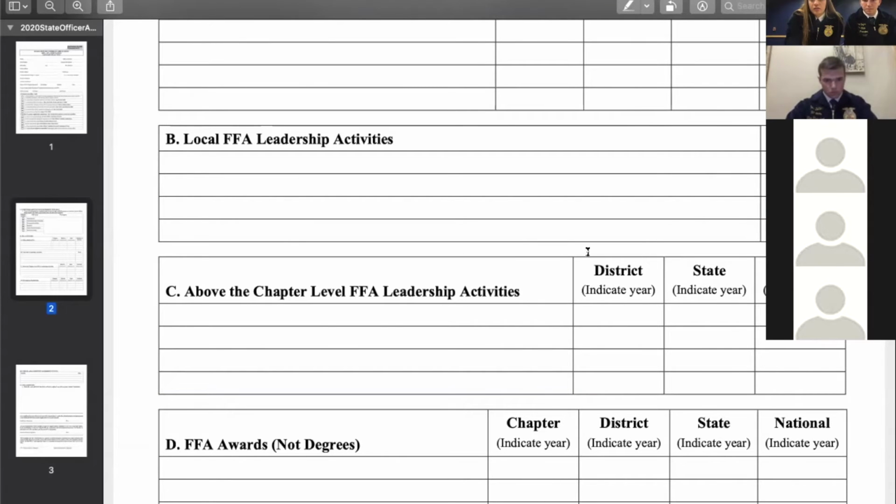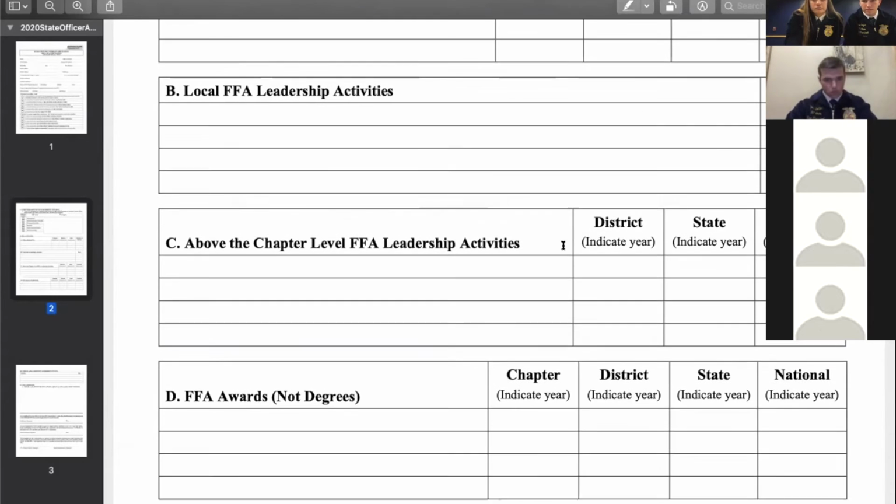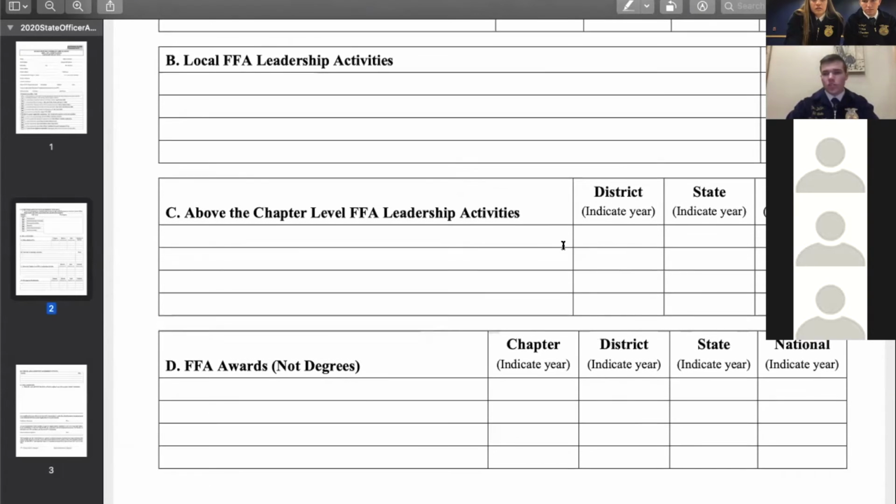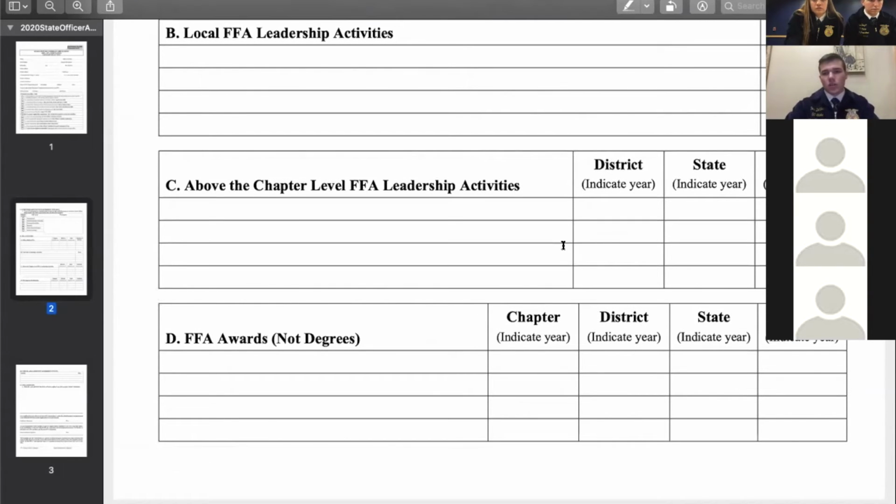Is there anything you want to add to that, Devin? No, I would just say if you're not sure what counts as an above the local level activity, ask your advisor. But basically, if your local chapter does not sponsor or put on the event, then it's most likely going to be considered above the local level.